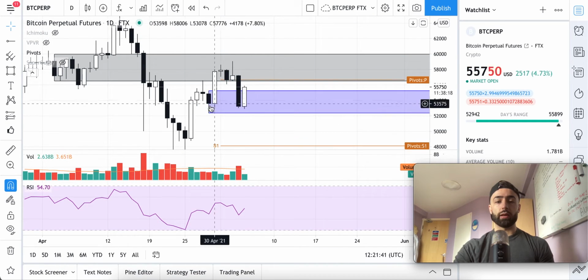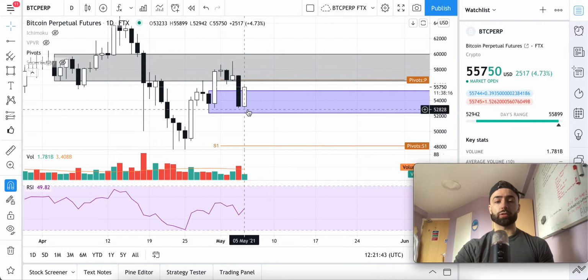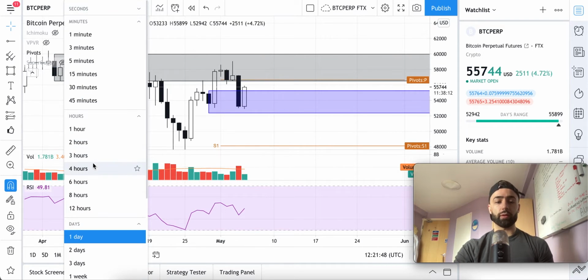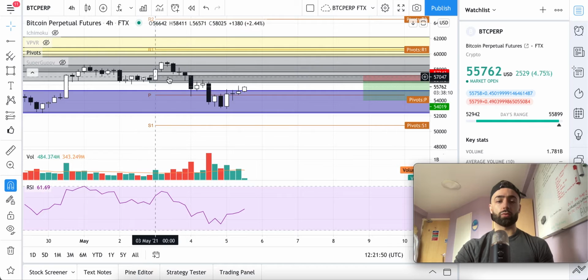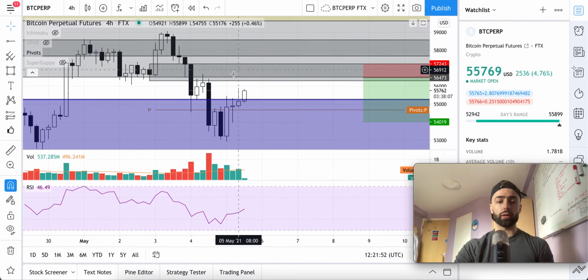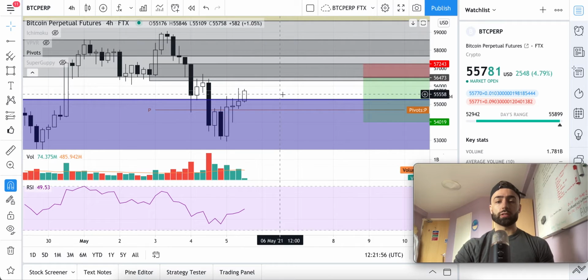So yeah, on the daily time frame, that's what we're looking for. We're looking for that hidden bullish divergence here to show up. And then on the 4-hour time frame, we're looking for this gray level to flip to be support once we get a close above this zone. So that's all I got for this one, guys.